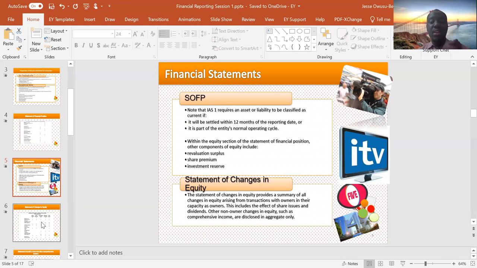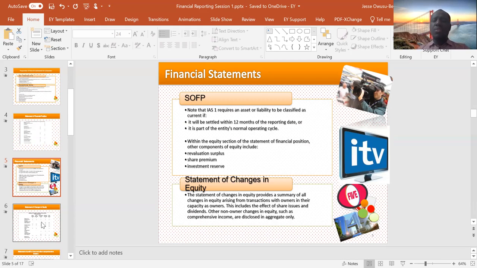Remember the 12-month mention I made earlier. If it will be settled within 12 months of the reporting date, then you classify it as current. So always remember the 12-month threshold. And number 2, it is part of the entity's normal operating cycle. So these are the two things that distinguish between current and non-current. Very, very important to understand. Very, very key.